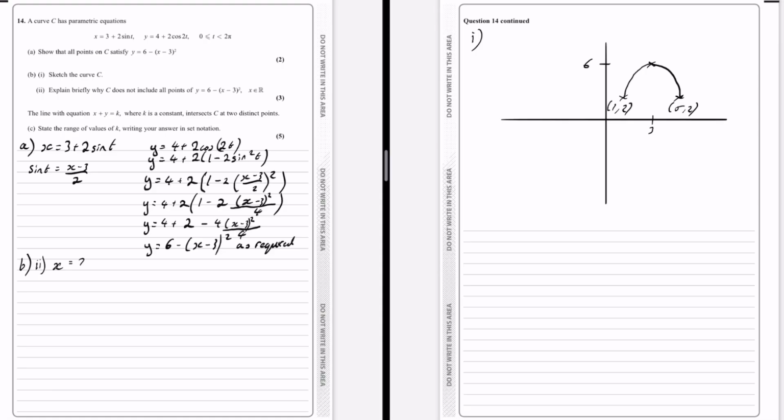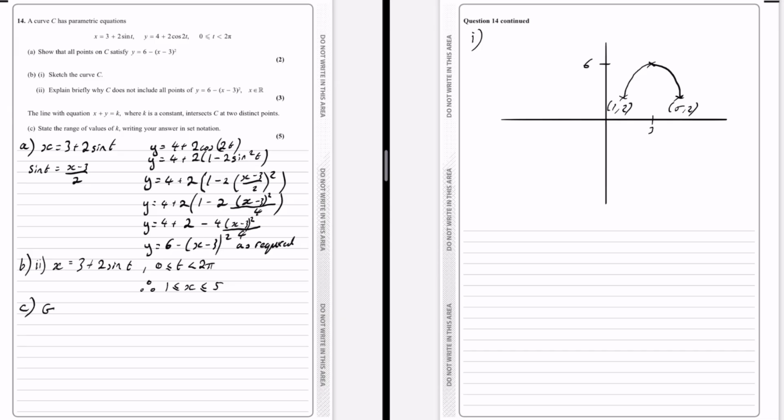For B(ii), it asks us to explain why C does not include all the points where x is a real number, and it's just for that reason. It's because sine values are limited to between minus 1 and 1, or even beyond that range, that would also be true. And so x will be no smaller than 1 and no bigger than 5.